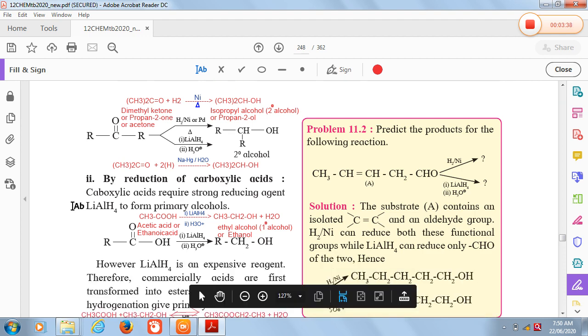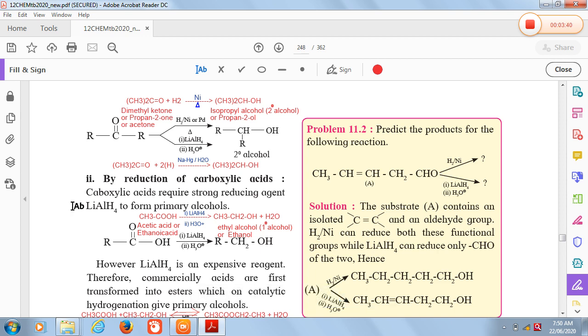The third type of carbonyl compound is carboxylic acid. So the functional group is -COOH. As carboxylic acids are less reactive than aldehydes and ketones, we have to use a strong reducing agent, LiAlH4, lithium aluminum hydride, and if you use that reagent, it gives a primary alcohol.